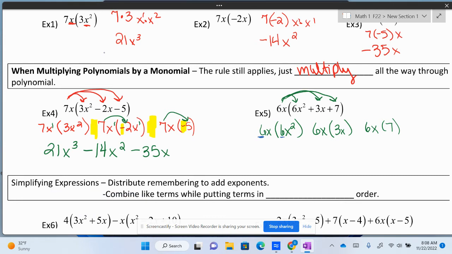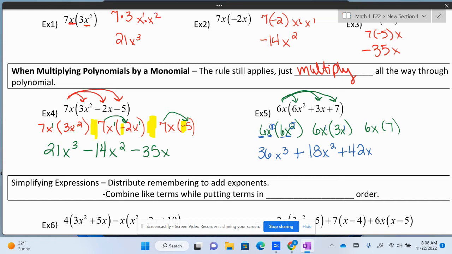6 times 6 is 36. I'm going to add a 1 to that x. So when I multiply my bases, x's are the same. I keep the base and I add the exponents. That becomes x cubed. 6 times 3 is a positive. That's where my sign comes in, 18. And x to the first power times x to the first power becomes x squared. 6 times 7 is a positive 42. That's where my sign comes in. And just bring down your x. Thoughts? You just feel okay with that?